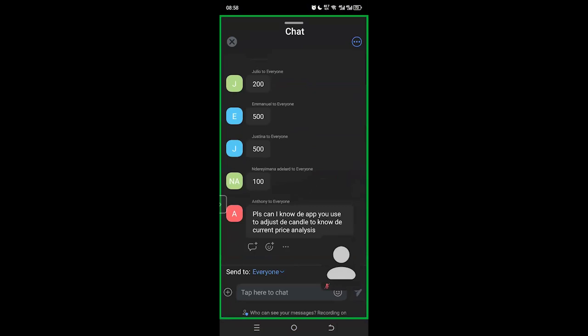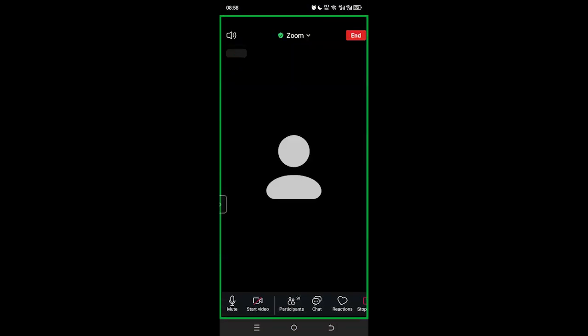Please, can I know the app you use to adjust the candle to know the current price analysis? Okay, I will tell you that. That is TradingView.